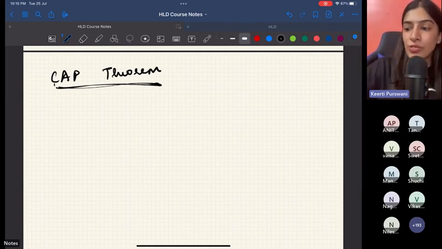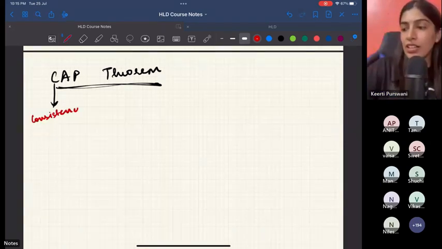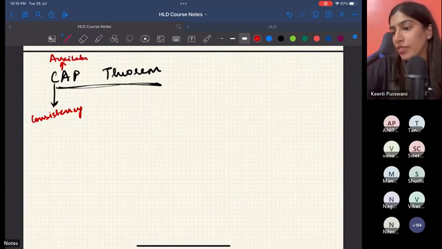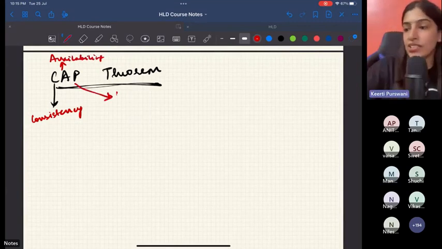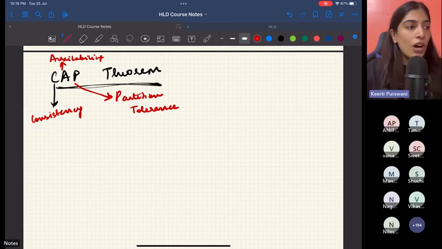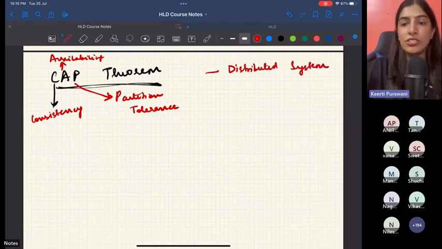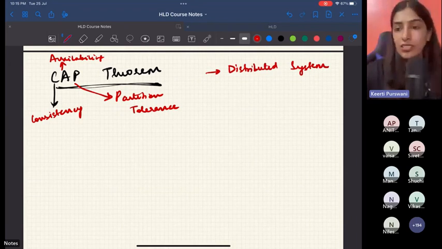Okay. C stands for what? C stands for consistency. A stands for what? A stands for availability. P stands for what? P stands for partition tolerance. Okay. What does CAP theorem say? It says that in a distributed system, you understood what a distributed system is? Basically, components communicating over network. We understood what a distributed system is, right?